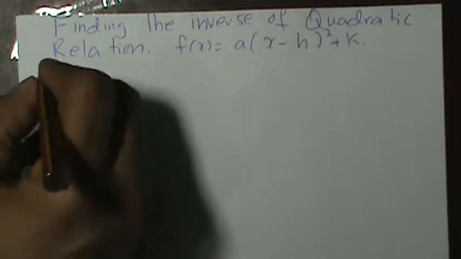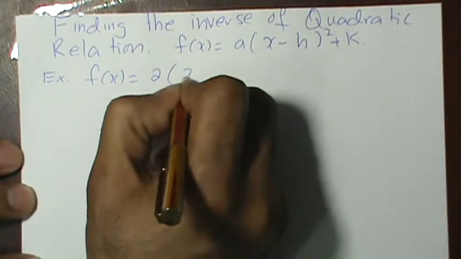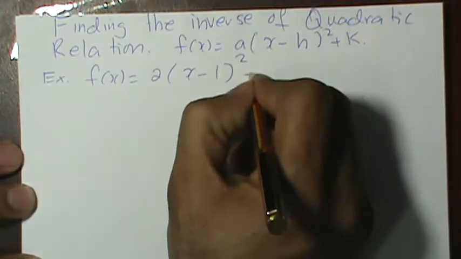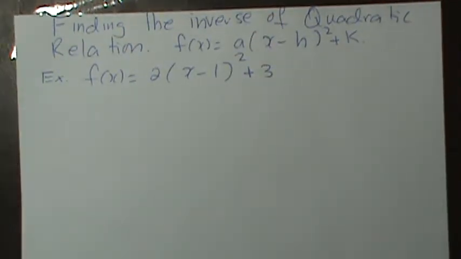And here's an example of how to find the inverse of a relation if we have it in vertex form, which would be 2(x minus 1) to the power of 2 plus 3. This is a quadratic relation in vertex form. To find the inverse of this relation or any relation, the concept is that we exchange the position of x and y and we solve back for y. Just the position, not the coefficient. In case they have a coefficient, for any relation, any equation, we just switch x and y and we solve back for y. That's how we find the inverse of any given relation.